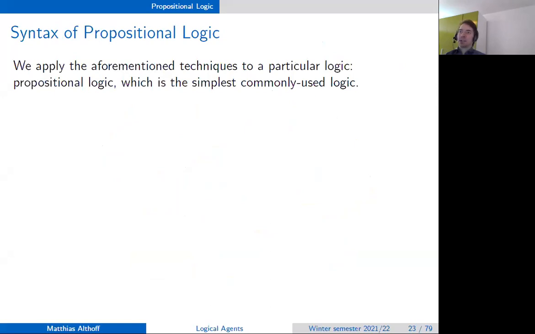So now let's talk about propositional logic. Propositional logic, of course, is a specific logic. We first introduced the syntax, and afterwards we introduced the semantics. Most of you are anyways familiar with this kind of logic. In German it is Aussagenlogik.